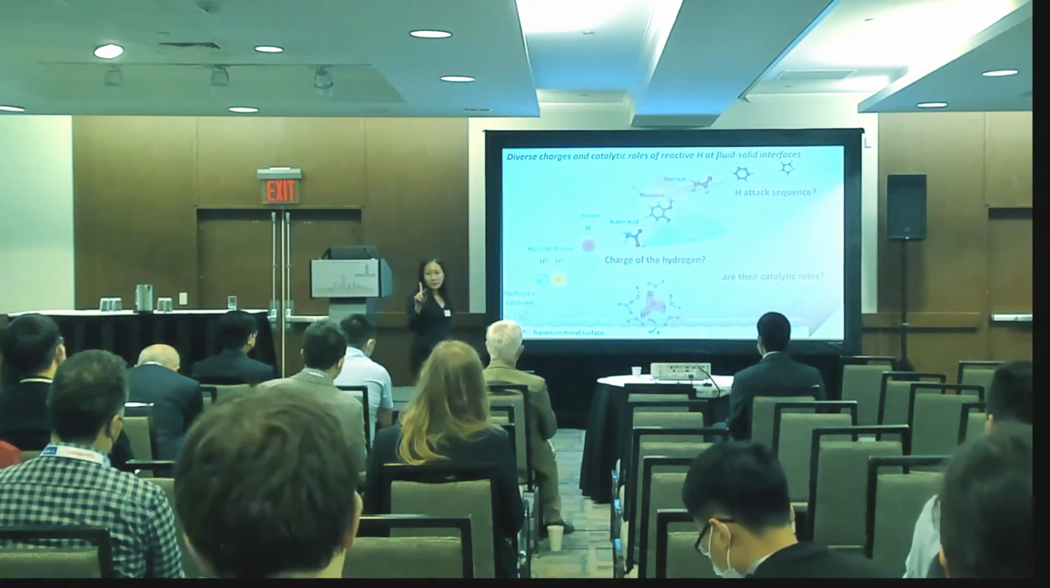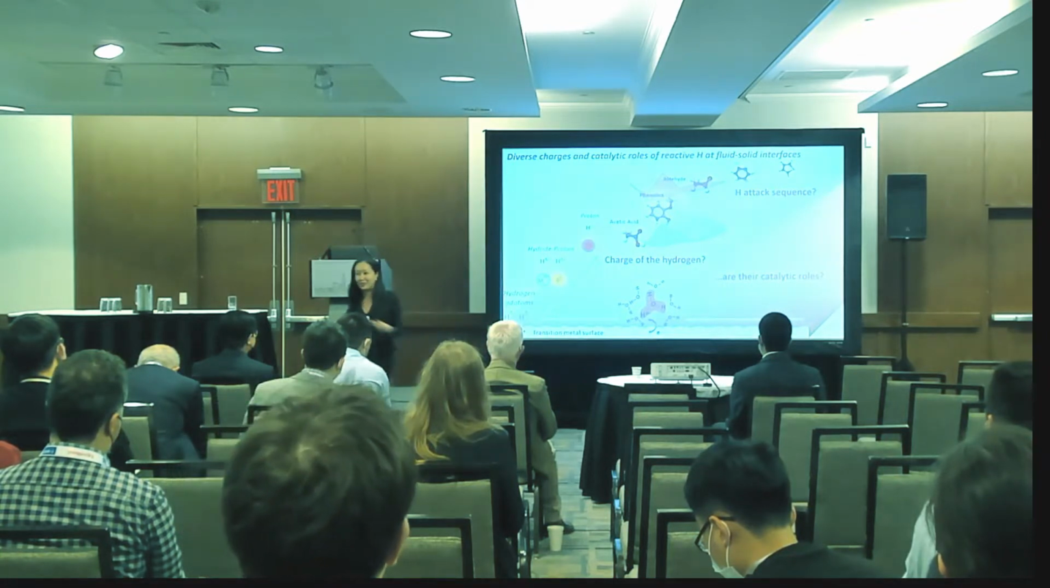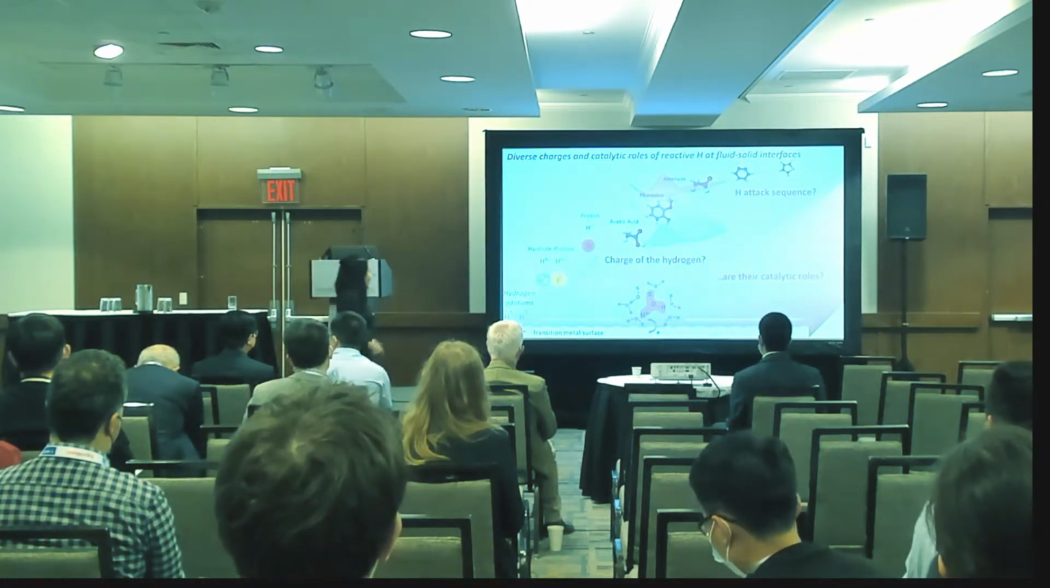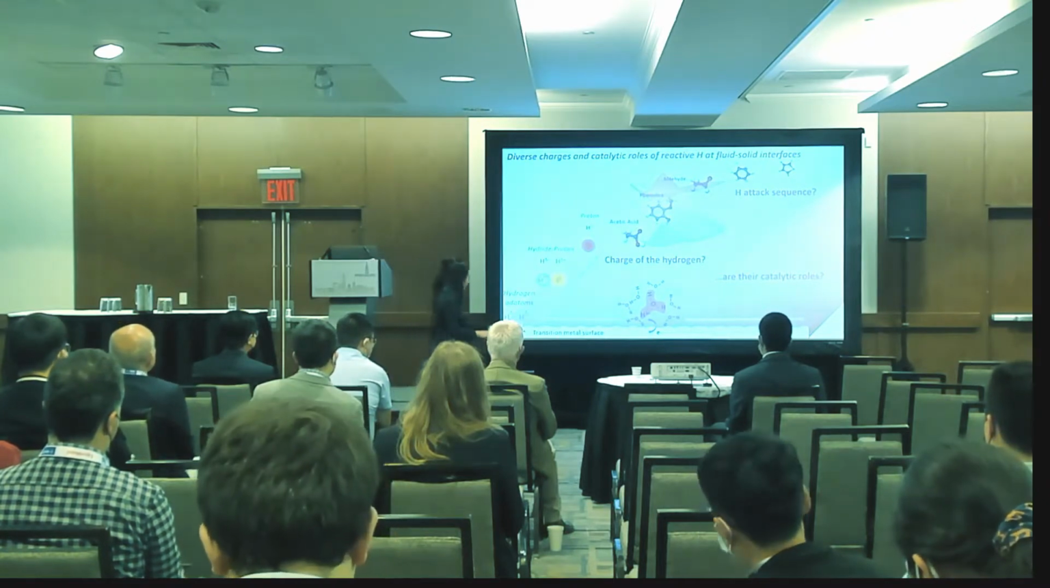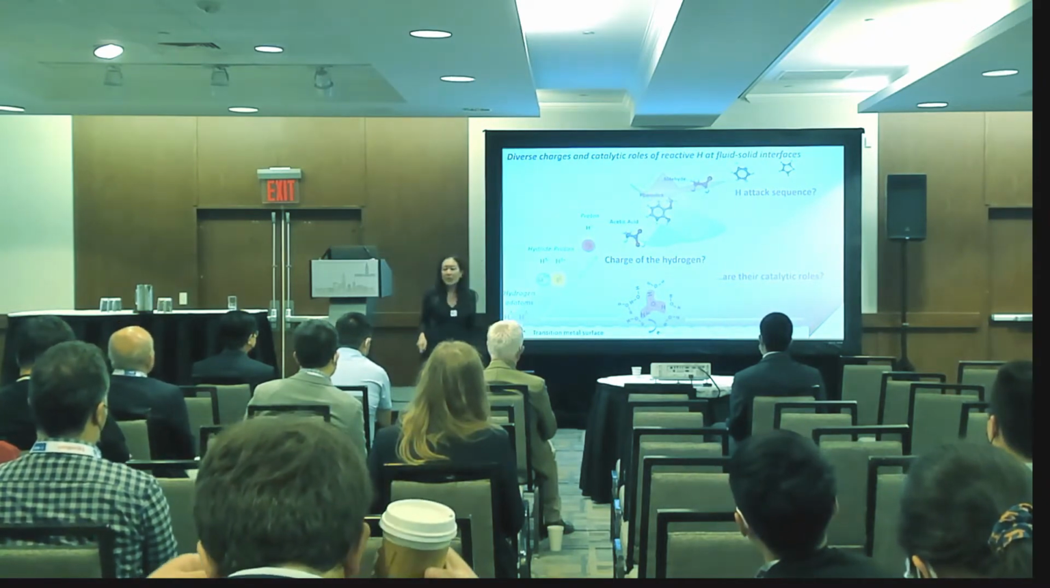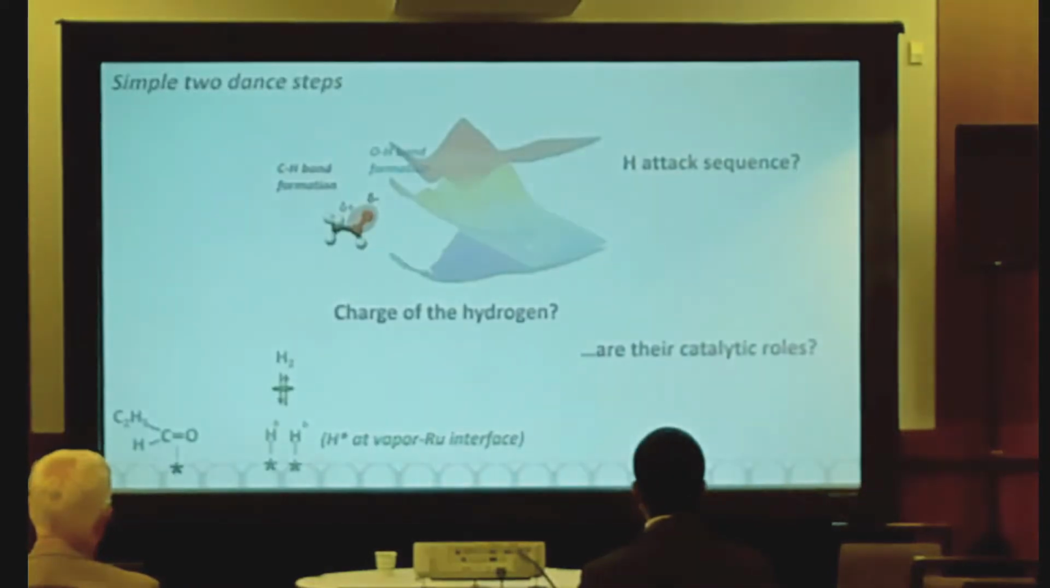So here, this is not about a single step. This is about a series of hydrogen attack sequences. Each small hydrogen needs to attack the oxygenate or the aromatic ring. They are charged, and how do they interplay and give the resulting reactivity?